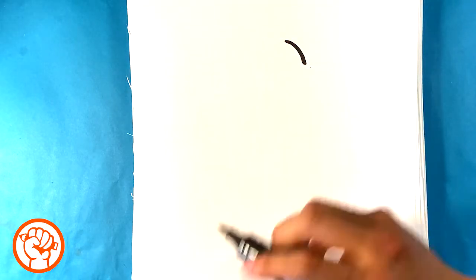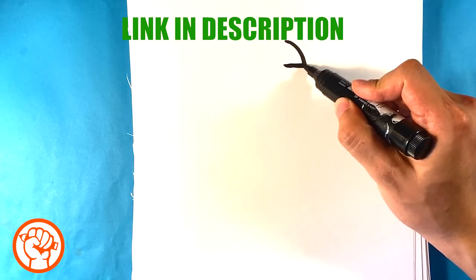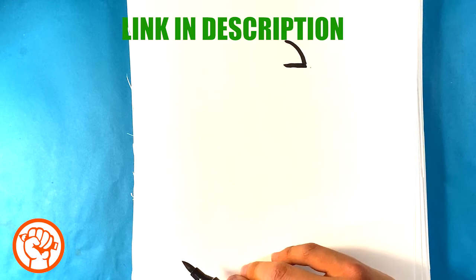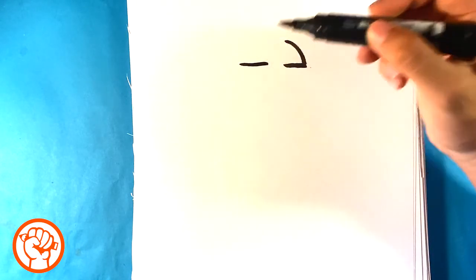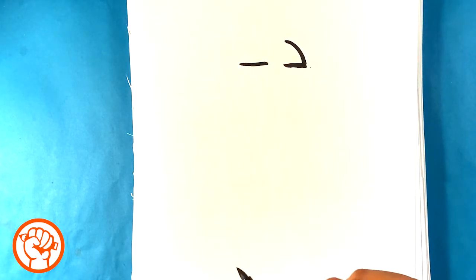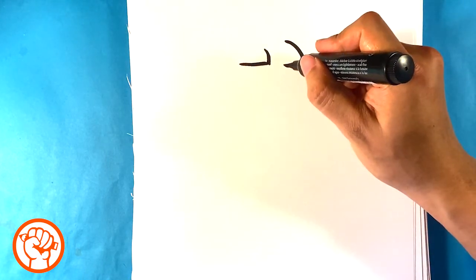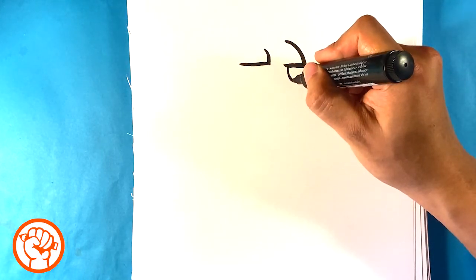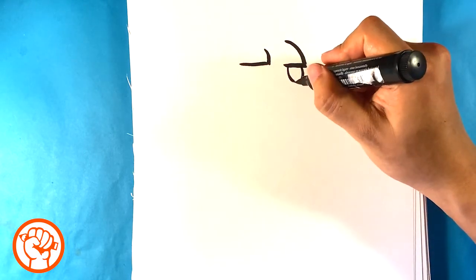Pulling down. It's going to be the brow of the dragon. Pull across over here. Pull across the other brow. Pull up. Pull over here. Pull over here. That's gonna be the eye of the dragon.